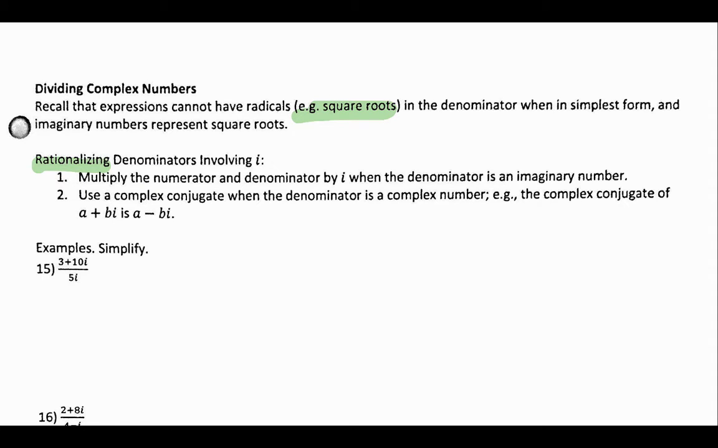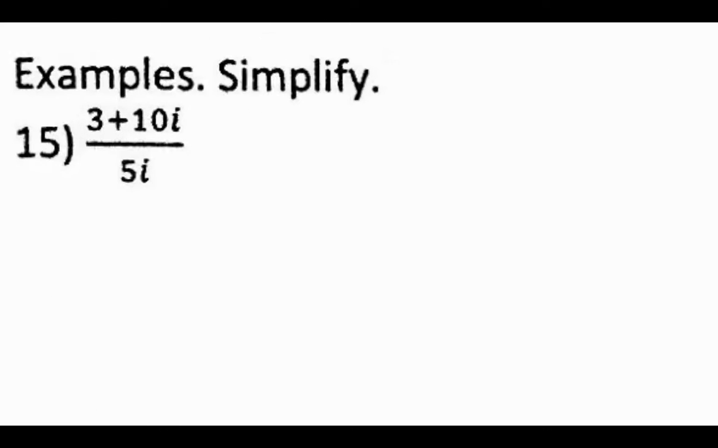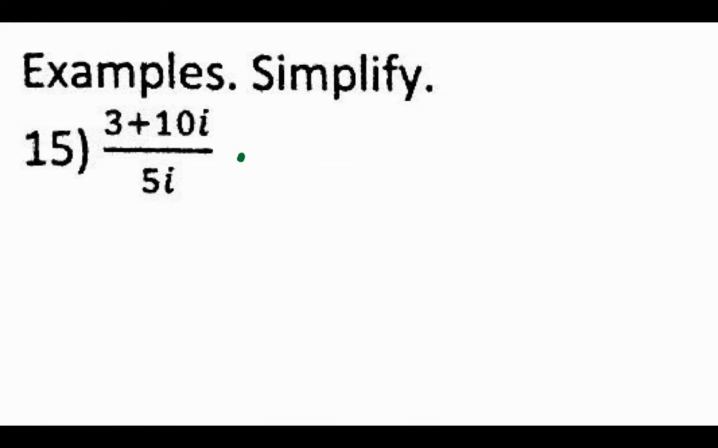The good news is it's not so hard to get rid of as long as we know our rules to rationalizing. So you want to multiply the numerator and denominator by i when the denominator is an imaginary number. So that's what we're going to do in example 15. And then I'll show you how in example 16 we multiply by a complex conjugate, which I'll mention in a second. So here's our problem, and it's telling us we can just multiply by 1, right? i over i. And the reason that this works is that this is going to give me 5i squared in the denominator.